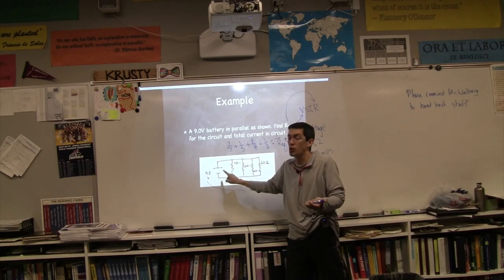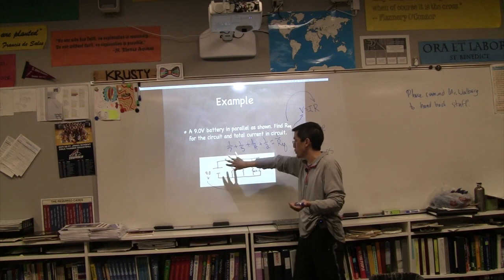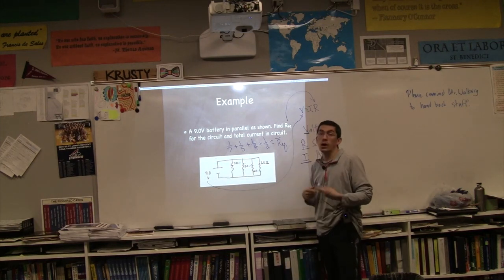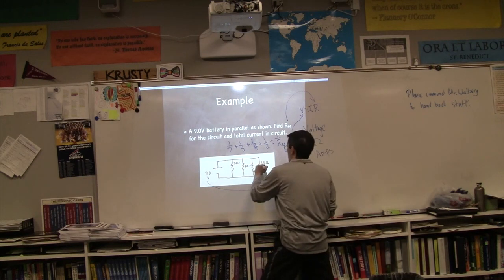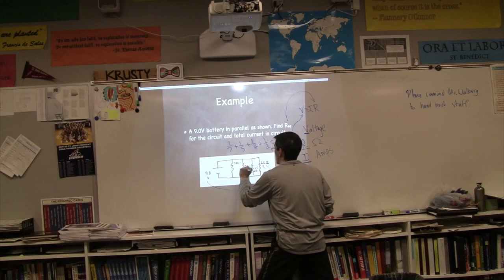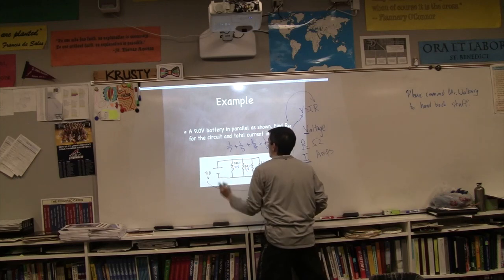It can't turn around and go backwards. These are all one-way streets. So the voltage drop across each one is going to be 9 volts. 9 volts, 9 volts, 9 volts, 9 volts, a little repetitive.